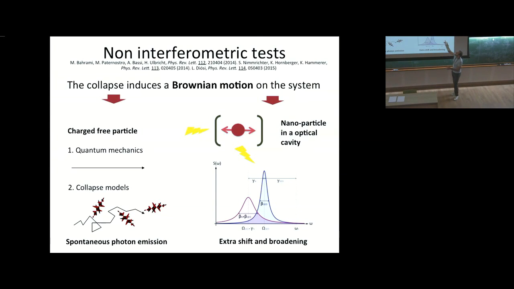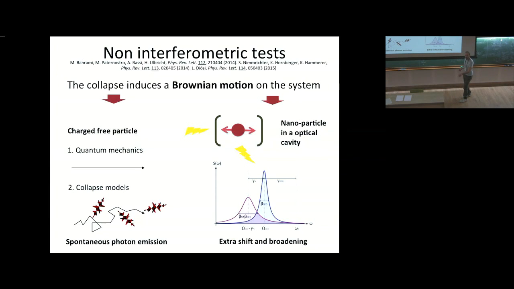And you put it in a harmonic trap, and you cool it, in principle, till it's still in space. Then there is always a concern. Collapse models will not let you do that. Collapse models induce a Brownian motion, so you try to cool it, and collapse models try to shake it. And then how do you see that? Of course, not with your naked eye.